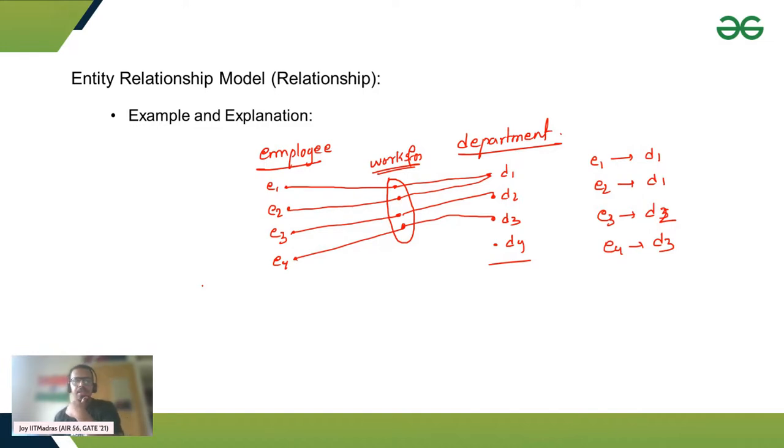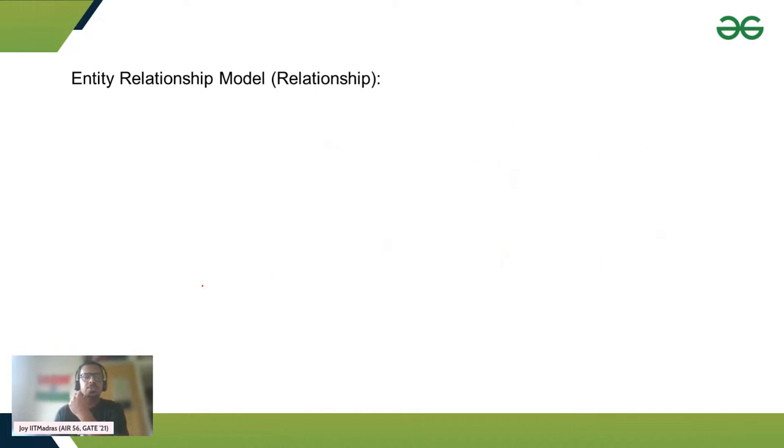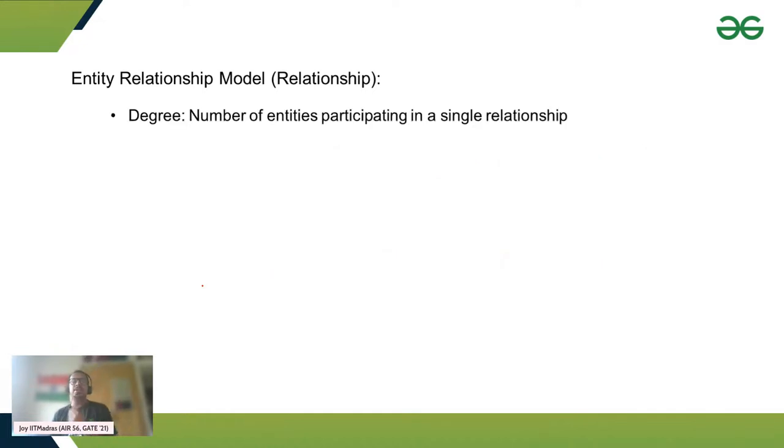So what are the other measurements? That is, you can say, the degree of the ER diagram, then cardinality ratio. What are those things? Let's jump into it. What is degree and what is cardinality ratio? Degree is the number of entities participating in a single relationship.